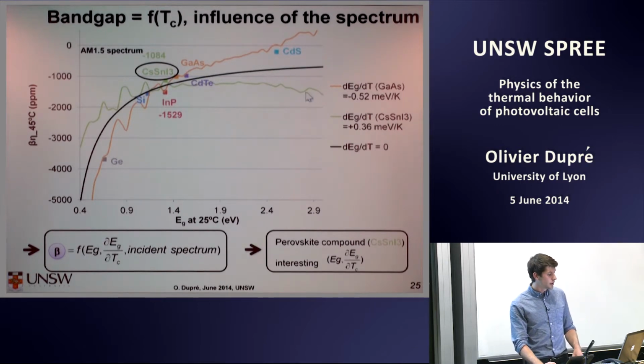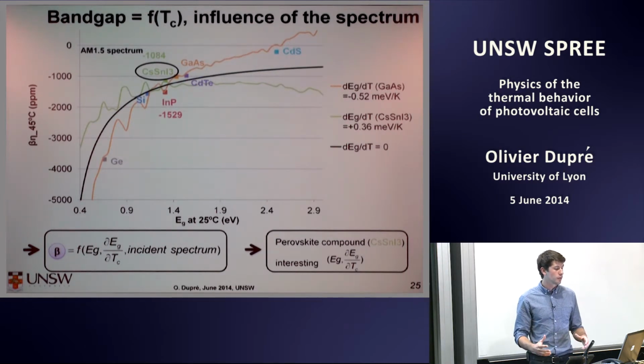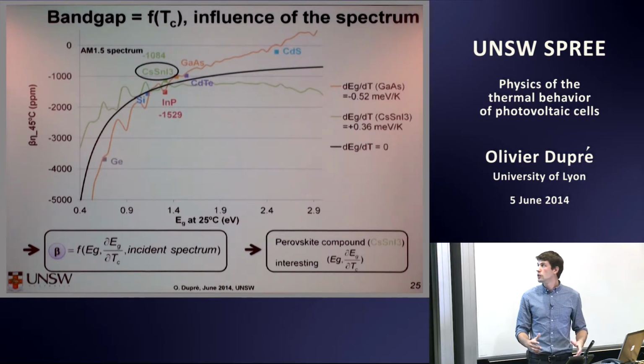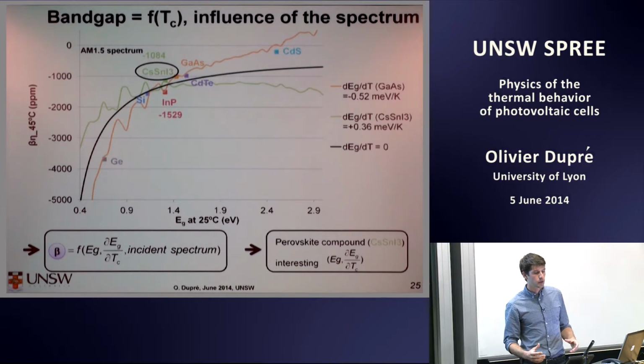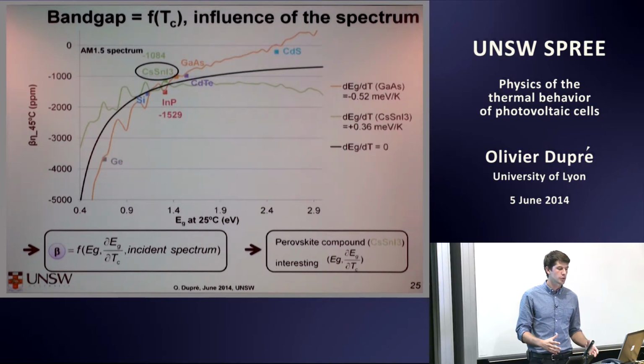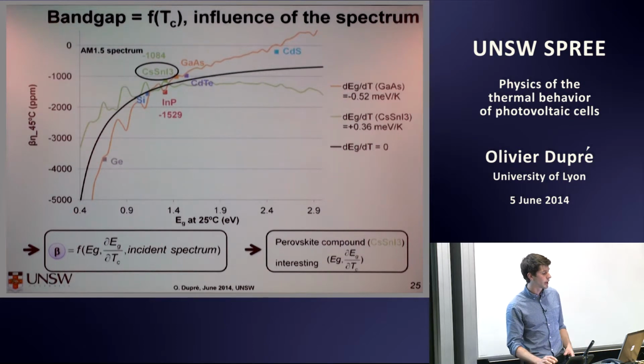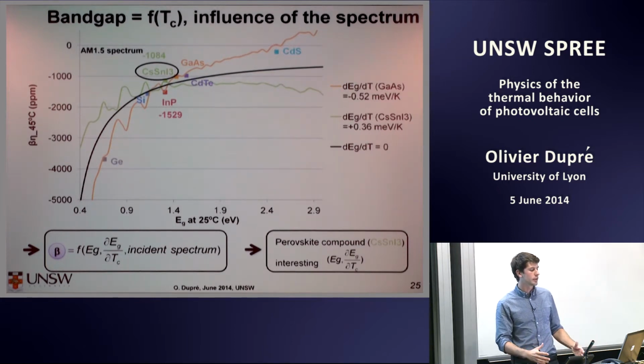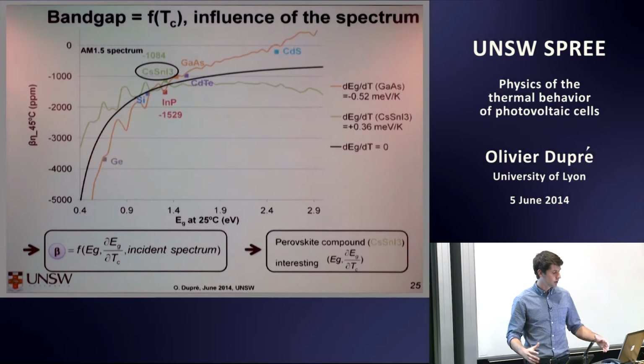And we plot here the fictional curves. The green and the orange curve are here to show that there is a strong influence of the spectrum on the temperature coefficient, because if the gap changes with temperature, it means that the maximum number of photons that can be collected also changes with temperature, and this depends on the gap. And we see here some strong variations for a given variation. But of course, every semiconductor has its own variation of gap with temperature, so it's hard to predict that in a general way.